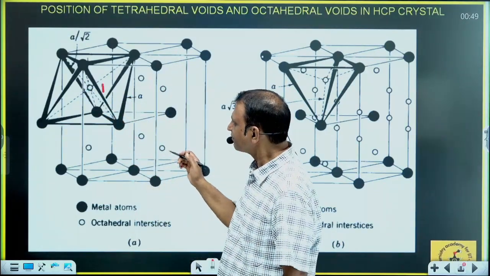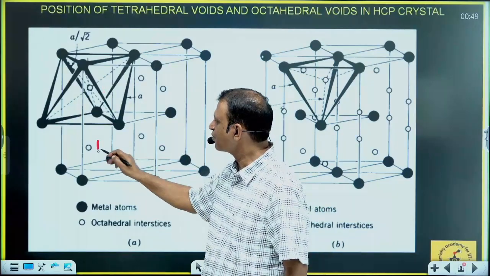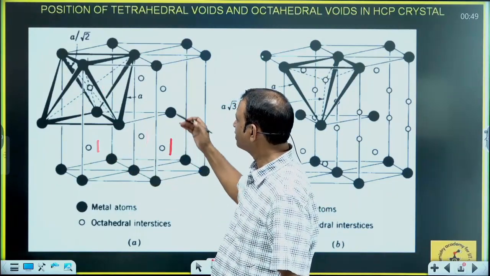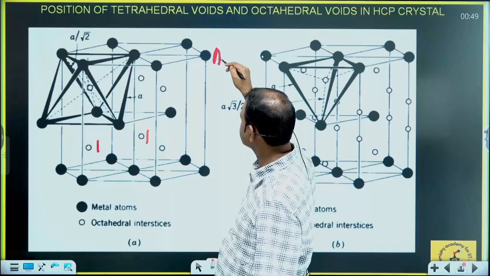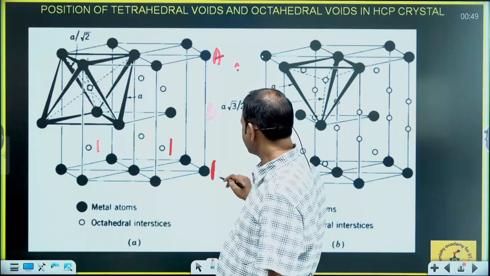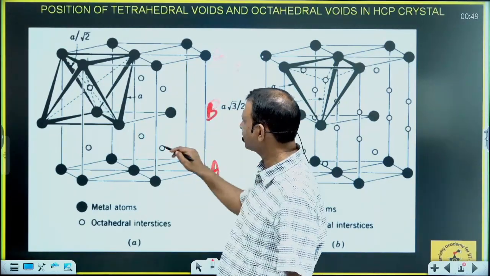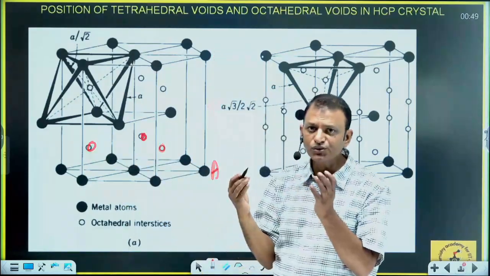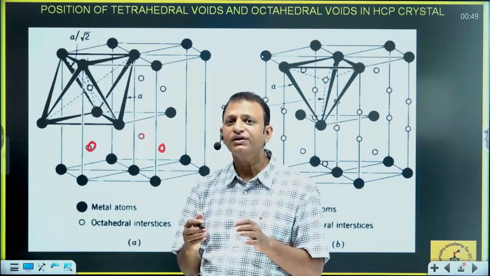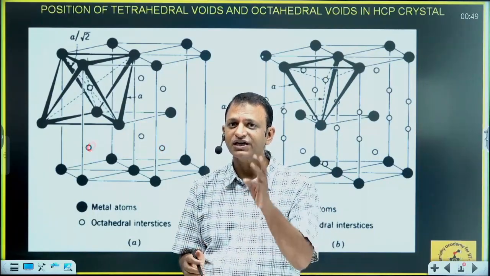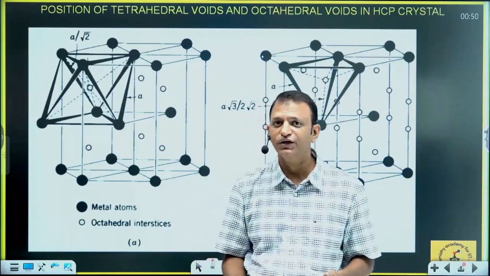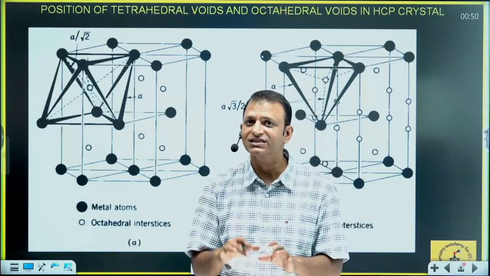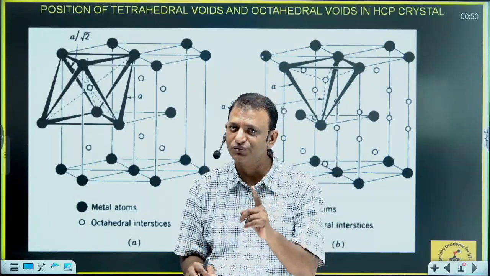Same way, we can make 3 more octahedral voids between, if this is A layer, this is B layer. So similarly, between this B and A layer, we are going to make 3 more octahedral voids, right? So for the position of octahedral voids in the hexagonal prism, there are 6 octahedral voids and all are present inside the hexagonal prism, so their contribution is going to be 1.